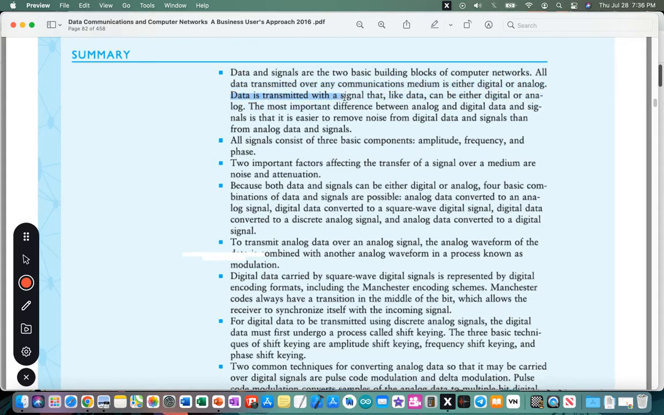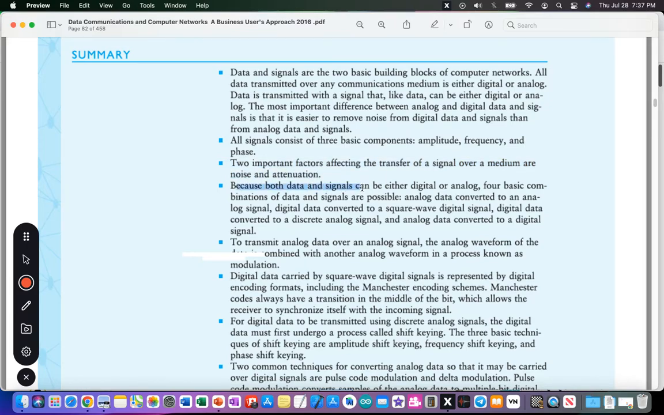Digital data is transmitted with a signal that, like data, can be either digital or analog. The most important difference between analog and digital signals is that it's easier to remove noise from digital data and signals than from analog data and signals. All signals consist of three basic components, and we read that already. The two important factors affecting the transfer of a signal over a medium are noise and attenuation.